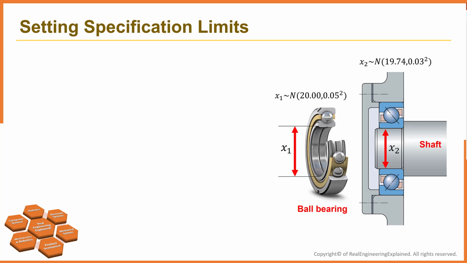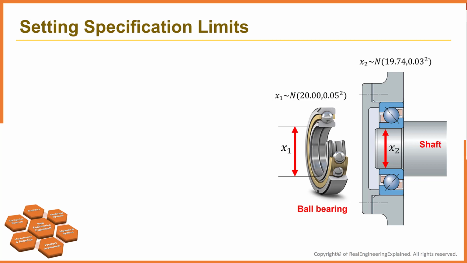Okay, let's look at another example which includes defining a permissible clearance between two parts. In this case, let's look at the clearance between a shaft and a ball bearing. This approach could be applied to any other example. The internal diameter of the bearing, defined as x1, is a normal random variable with mean of 20 and variance of 0.05 squared.